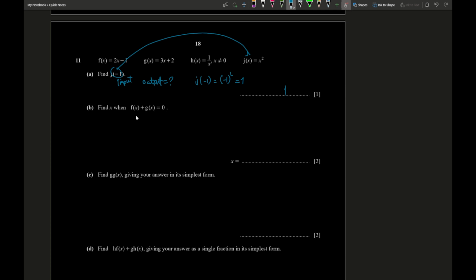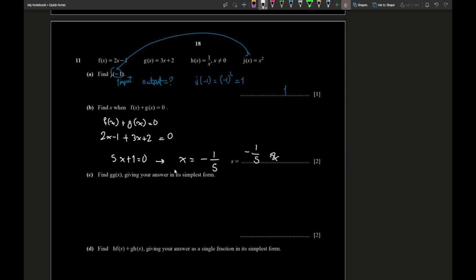Now, part B: find x when f of x plus g of x is equal to 0. You add these two functions together, set it equal to 0, and then solve for x. So let's write it again. Let's change the color to be clearer. f of x plus g of x is equal to 0. So 2x minus 1 plus 3x plus 2 is equal to 0. So 5x plus 1 is equal to 0. Therefore x is equal to negative 1 over 5. Okay? Oops. Negative 1 over 5.